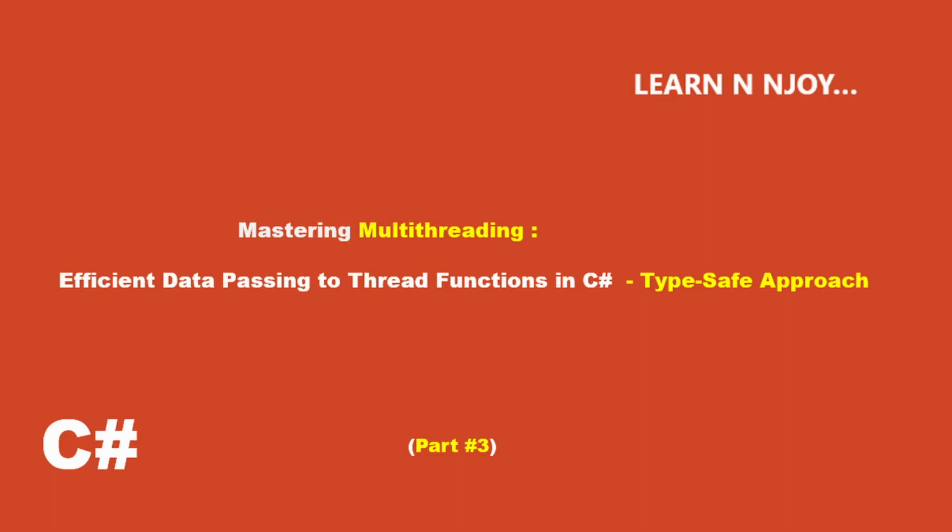Today, in part 3 of the Mastering Multithreading series, we'll explore the challenges of passing data through a thread function efficiently while maintaining type safety. We'll walk through examples and approaches so that our multithreading applications run smoothly without unexpected errors.